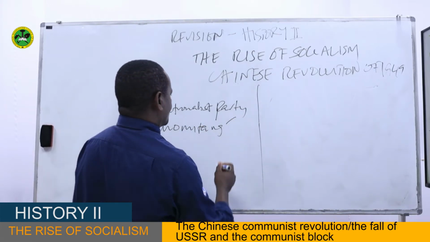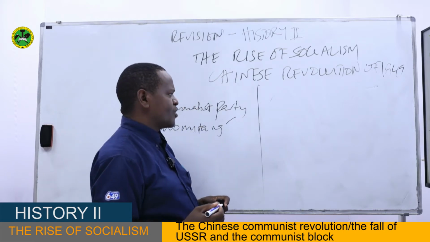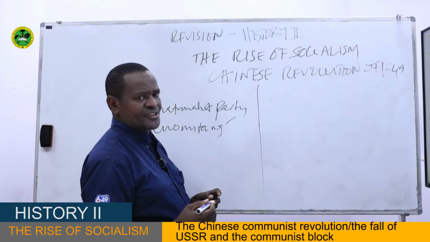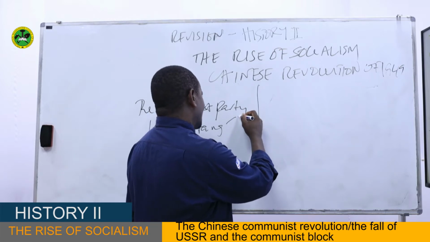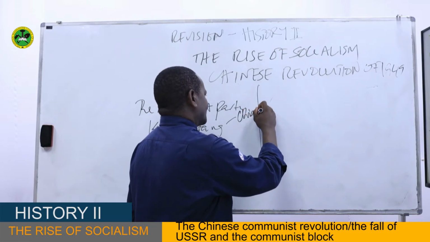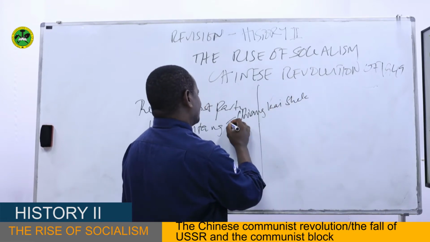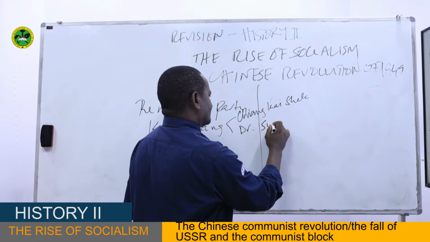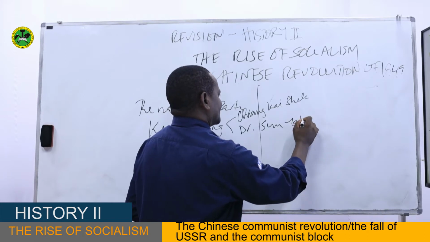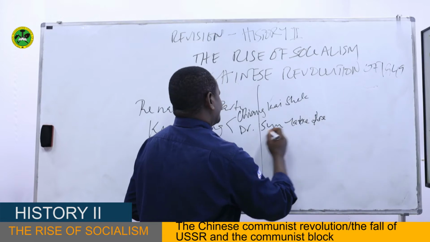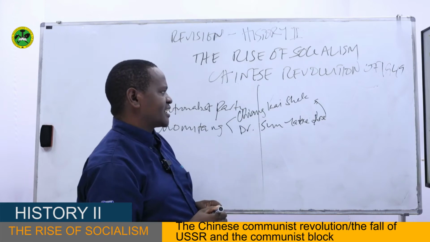This political party was overthrown in 1949 after it was defeated in the Chinese Civil War, which broke out earlier, before the outbreak of the Second World War. This political party was led by a man called Chiang Kai-shek. Before him there was Dr. Sun Yat-sen. This was the man who led this Kuomintang political party before Chiang Kai-shek came to power.